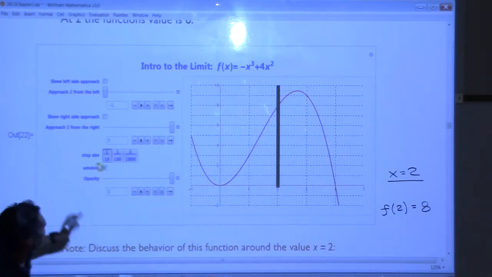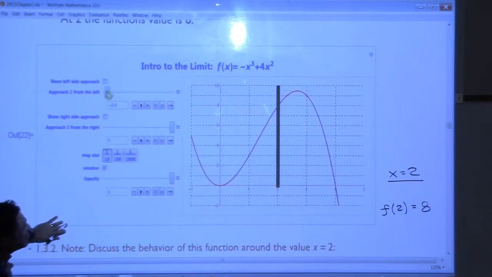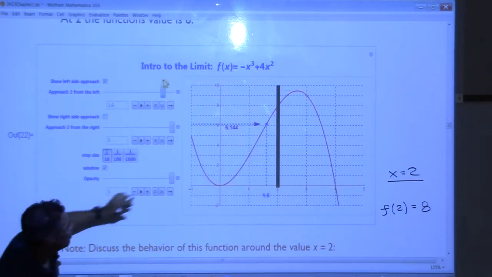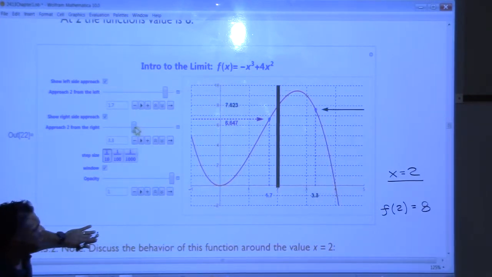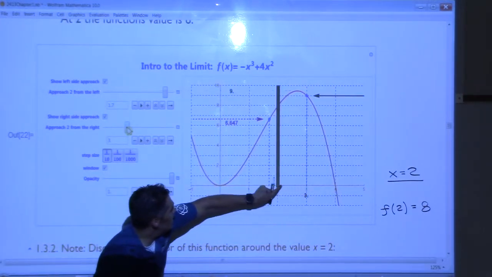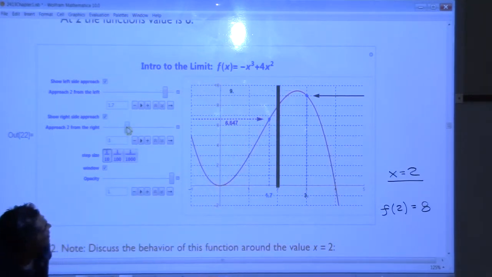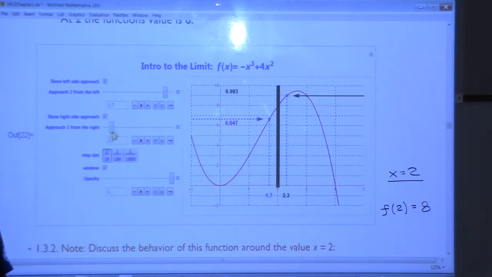So I'm going to show you one more quick little animation. If we come in from the left-hand side, as we approach 2, notice that the y value in purple is getting closer and closer to 8. As we come in from the other direction, as our x value approaches 2 from the right-hand side, our y value up there is approaching 8 also. Everything's great in this problem.